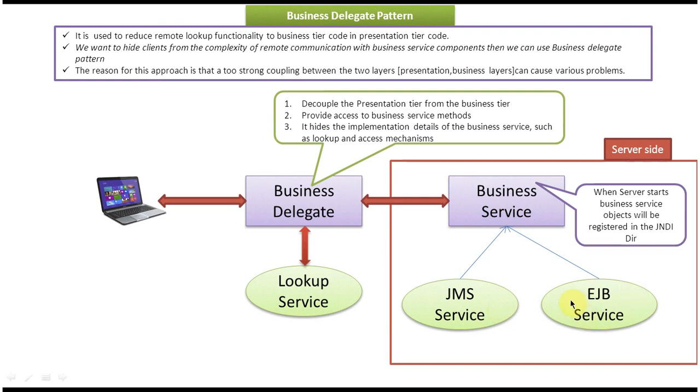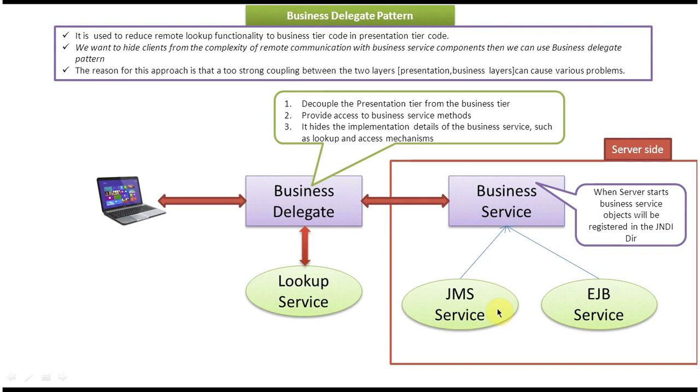Usually when the server starts, this business service object will be registered in the JNDI directory. We register it in the JNDI directory so that the client can do a remote lookup of this business object, and it can call the methods of this business service object. So that is the main reason.